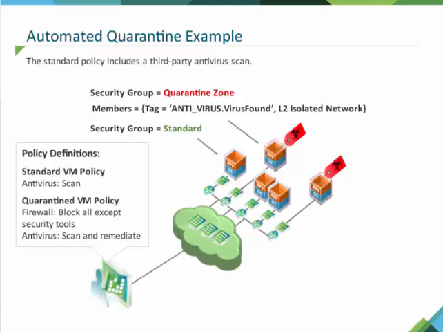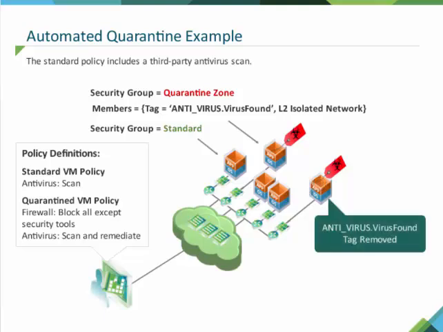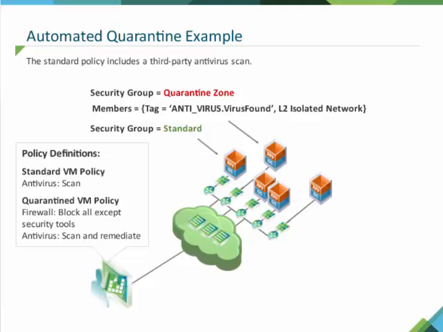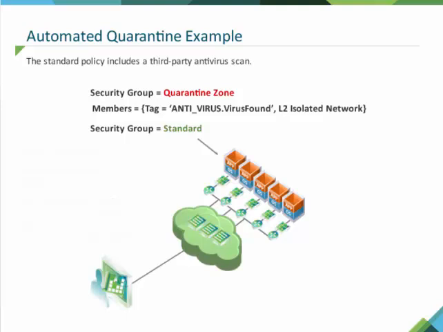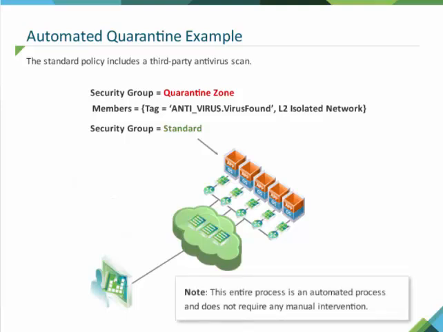Once the virus is removed and the virtual machine is again scanned, the antivirus.virusfound tag will be removed. This will remove the virtual machine from the quarantine zone group and thereby eliminate the quarantined VM security policy. At this point, traffic will resume flowing to and from the virtual machine based on its other security policies. This process prevents the spread of the virus to other virtual machines. It's important to note that this entire process is automated and does not require any manual intervention.